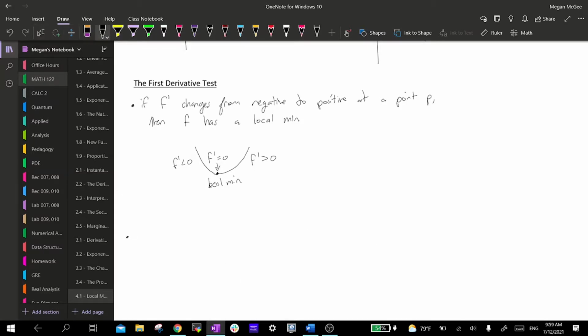Also, if f prime changes the other way, so if it changes from positive to negative at a point P, then f has a local maximum.